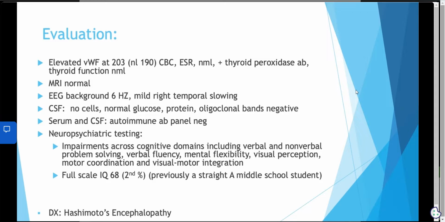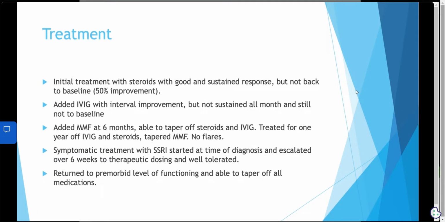He was diagnosed with Hashimoto's encephalopathy based on his seizures, which our neurologist felt the witnessed episodes were consistent with, his thyroid antibodies, and the normal MRI and LP, which is often seen in that condition. He was treated with steroids initially, as Hashimoto's encephalopathy is classically described to be quite steroid responsive, and he did have a good, robust response with 50% improvement.